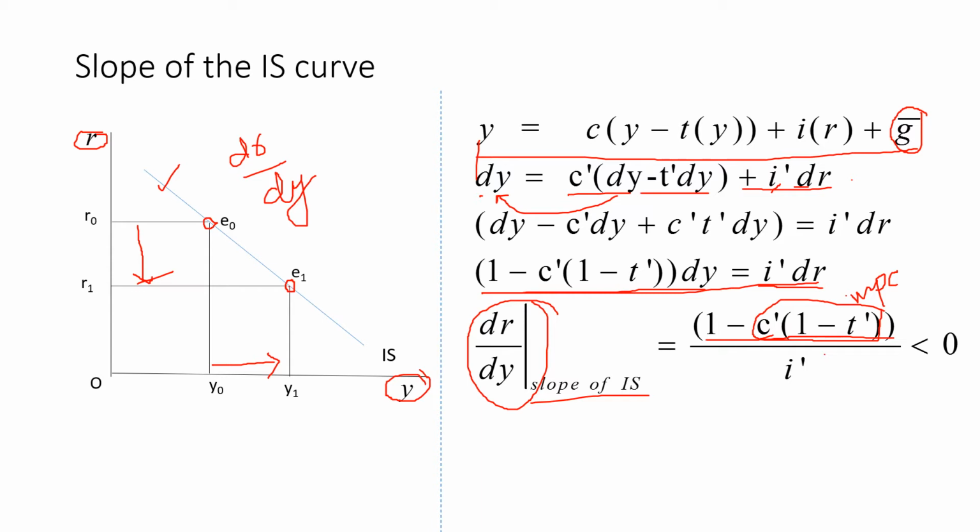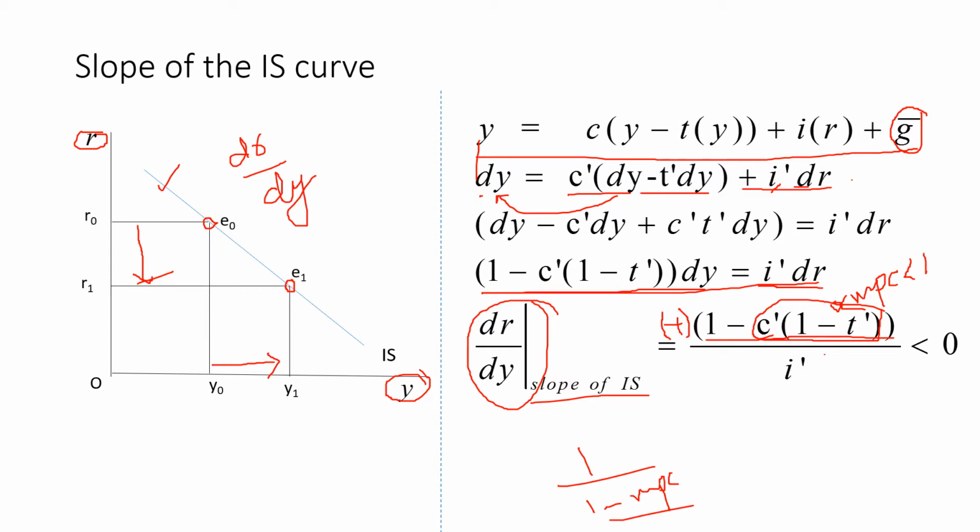And we know that MPC is greater than 0 but less than 1. So 1 minus MPC, the numerator, is basically positive. This is basically the reciprocal of our multiplier value. Remember, the multiplier was equal to 1 by 1 minus MPC. So this is actually 1 minus MPC in the numerator.